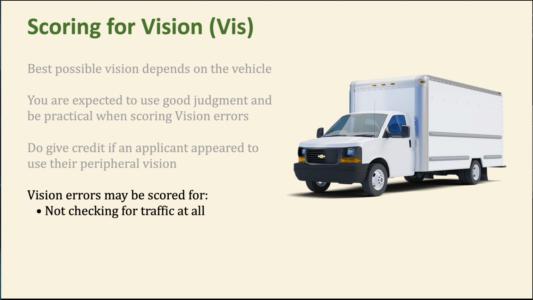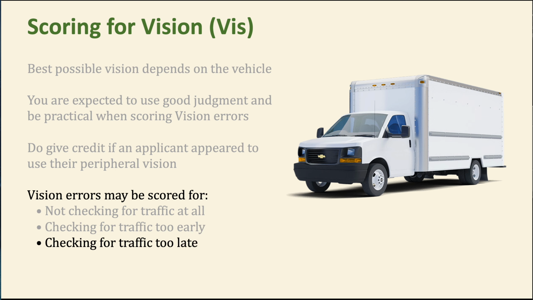Vision errors may be scored for not checking for traffic at all, checking for traffic too early, right? They look and then they look down, they futz around with the gear thing, and they're kind of like looking around, and then they get back in there, but they don't look again. Or they check for it too late, like, they pull back out into traffic and then they look over their shoulder. Well, that didn't help. That's too late.